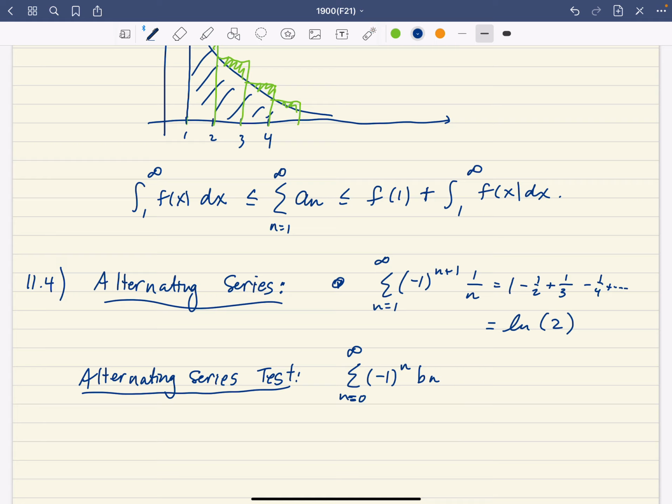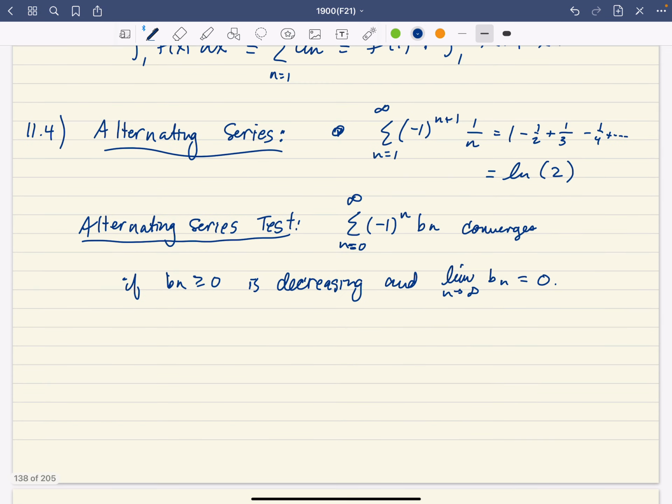Anyways, so if we have negative 1 to the n times b sub n, this is going to converge. So this converges if b sub n is a sequence that's greater than or equal to 0, and if it's decreasing, and if the sequence tends to 0. So if you have a positive decreasing sequence that tends to 0, then that corresponding alternating series converges.